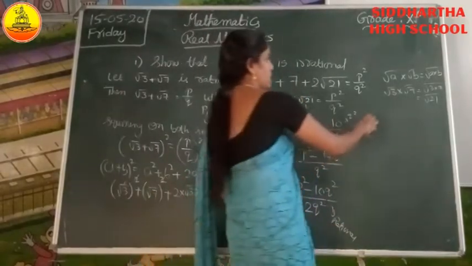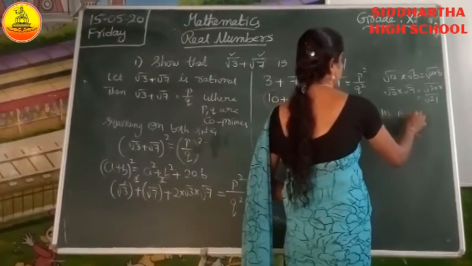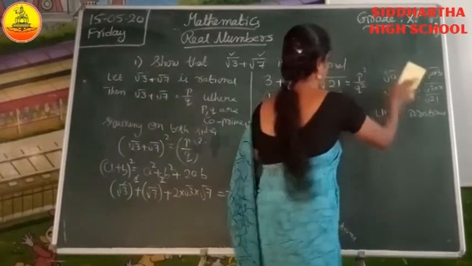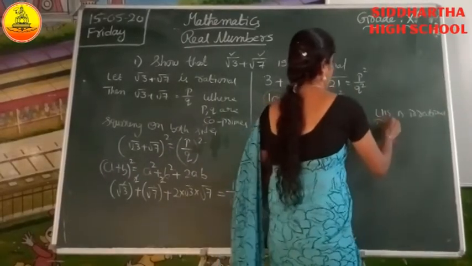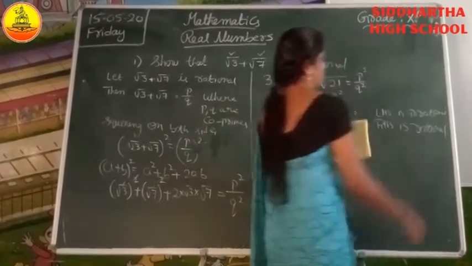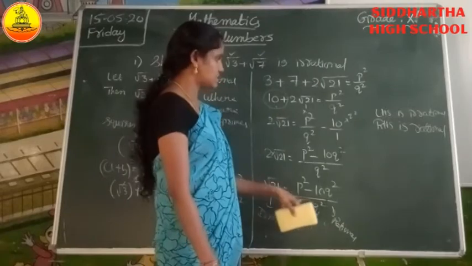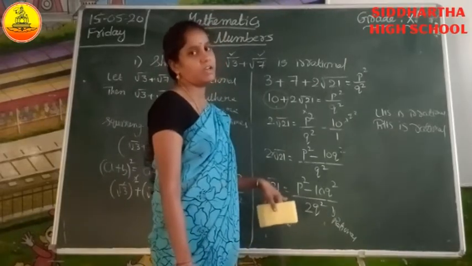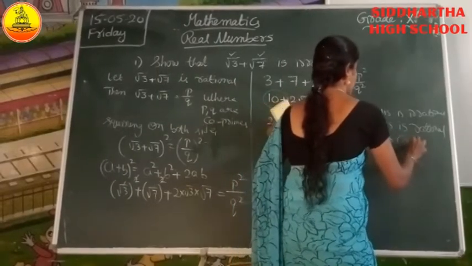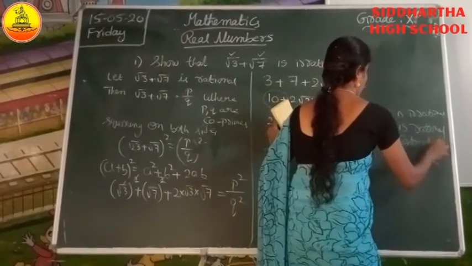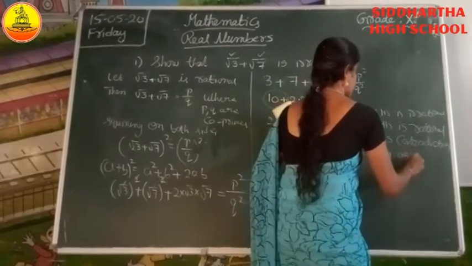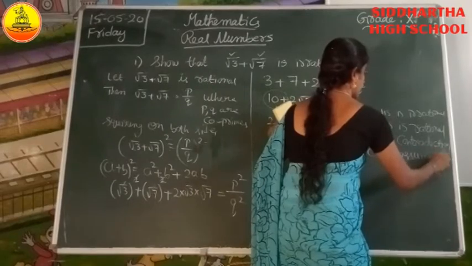So I have to write LHS is irrational, RHS is rational. So this is wrong, because rational and irrational numbers are never equal. This is a contradiction. What is meant by contradiction? False. Therefore, our assumption is wrong. Our assumption is false.